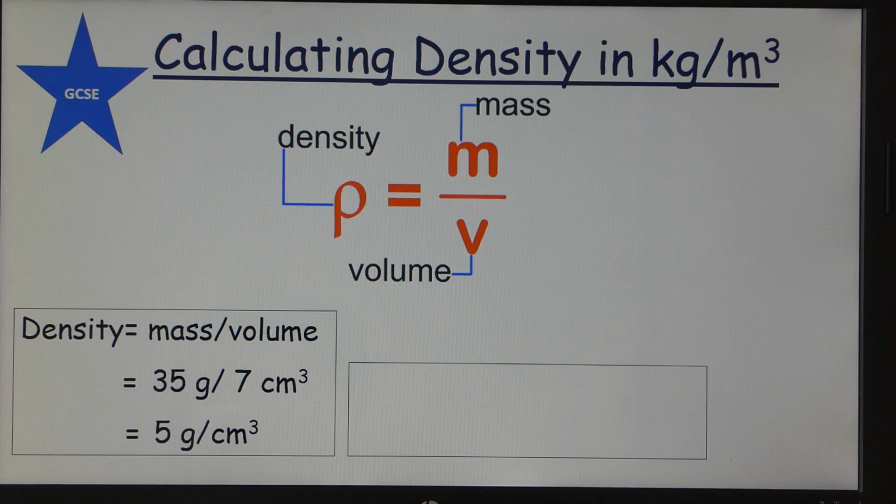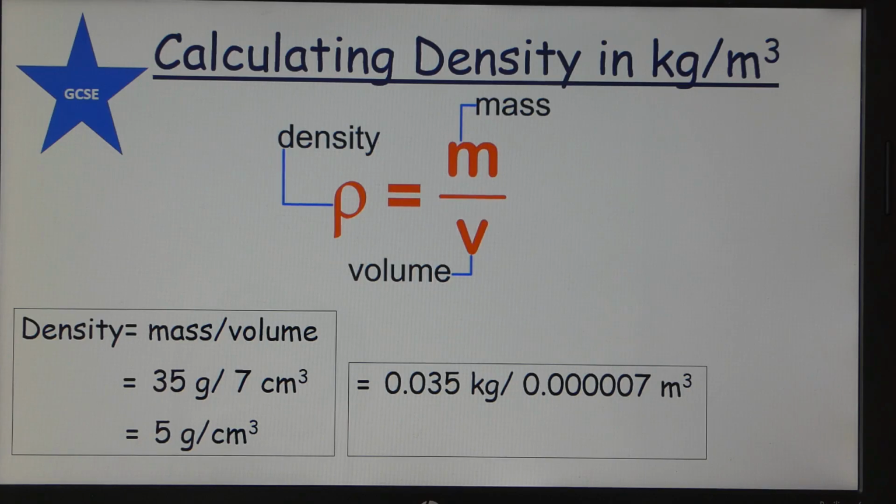In the example we've just used, the density of the object was 5 grams per centimetre cubed. Now we need to change this into the GCSE units. Instead of writing 35 grams, we write it as 0.035 kilograms.